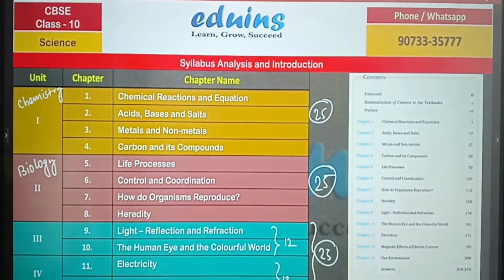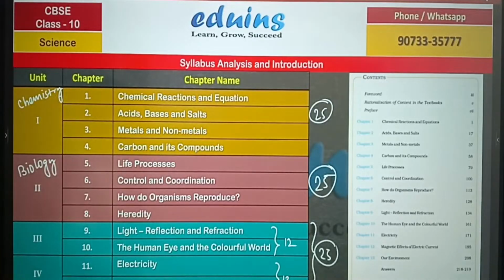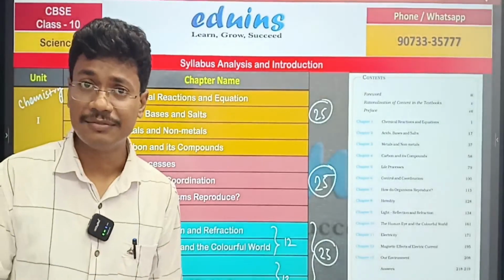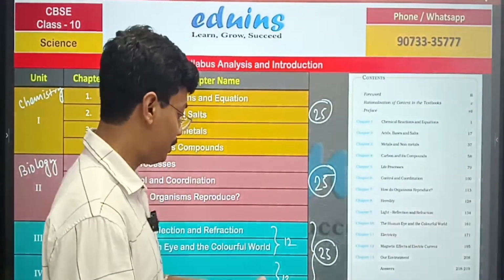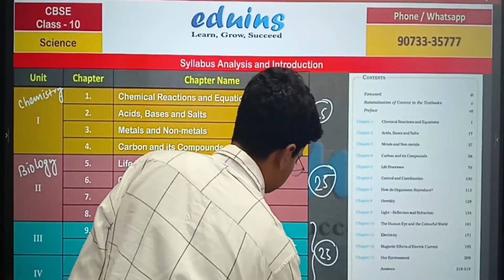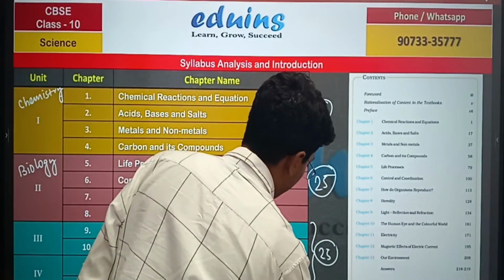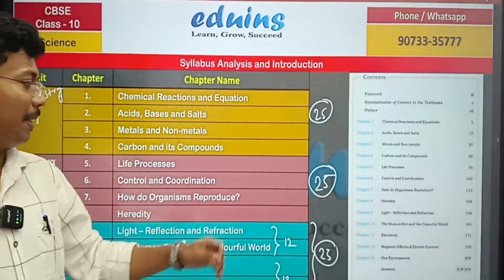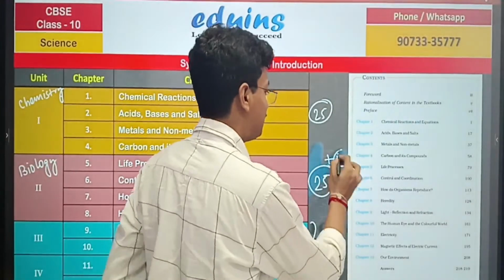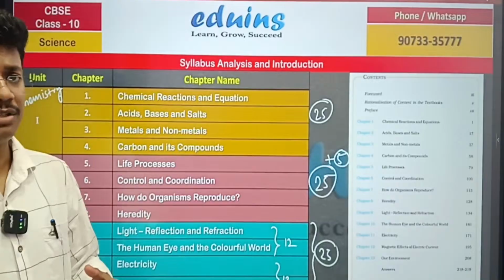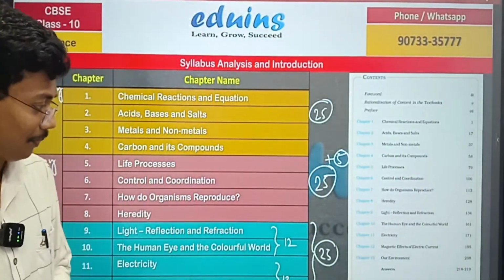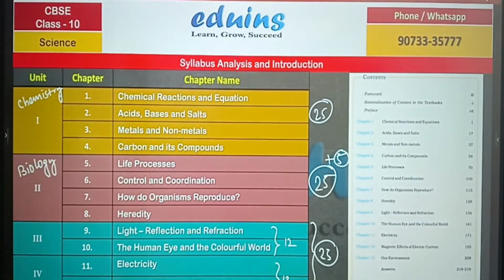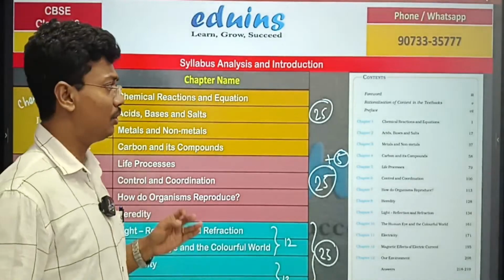The other and last unit, unit 5, which is known as natural resources, includes the chapter Our Environment, which carries 5 marks. This is also included in the part of biology, or if you think this is not a part of biology but environmental science, then it's okay, it is included in environmental science. So this is the overview of the chapters included in your syllabus.